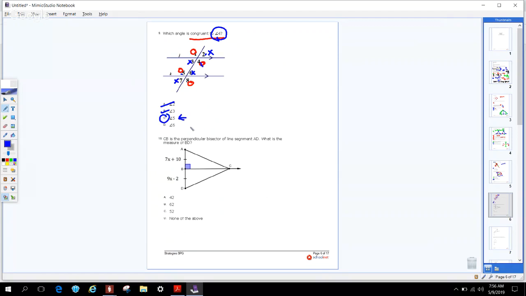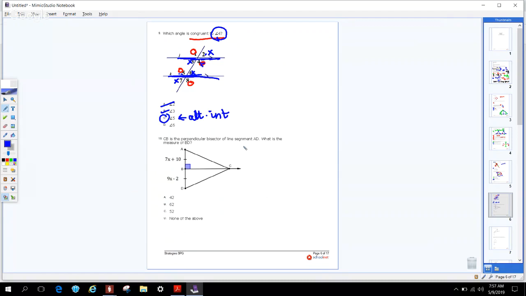What's the reason? What type of angles is angle 4 and angle 5? Congruent because why? Alternate interior angles, right? Because they're both inside the parallel lines and they're on opposite sides of the transversal. So they're alternate interior. All right, last question, then we'll brain break.